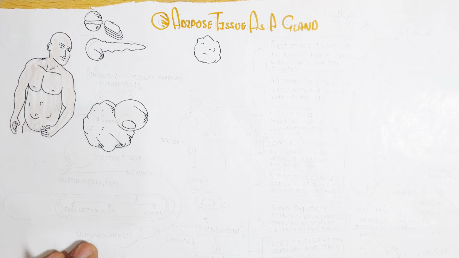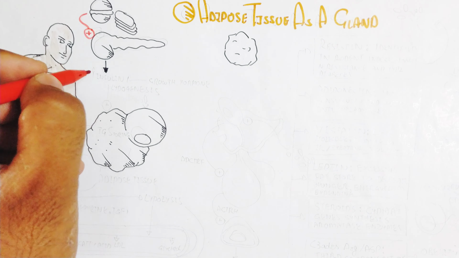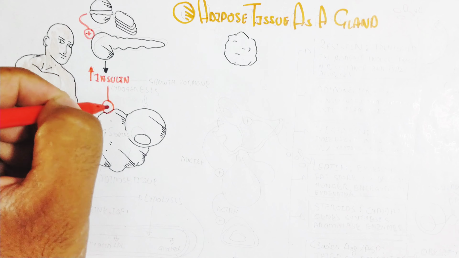So it will release the adipokines. That is why it is known as a gland. First of all, we will understand the introduction of the adipocyte, basically the adipose tissue.